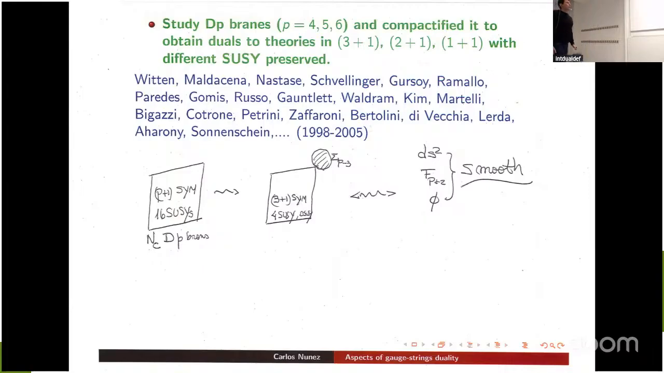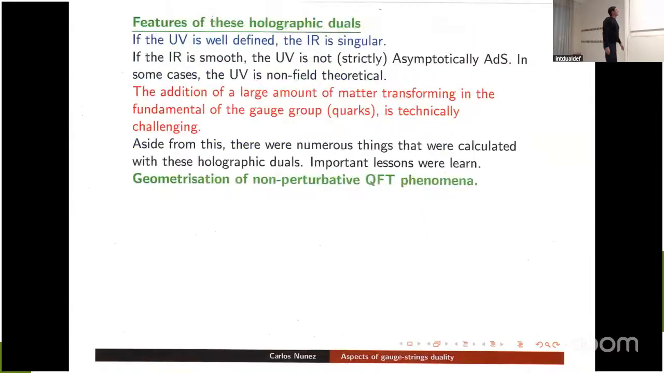Okay? So again, here I'm trying to summarize the thing. If the ultraviolet is very well defined, like in the first of the examples I was mentioning, the infrared typically is singular. Conversely, if the infrared is smooth and trustable, the ultraviolet is not strictly asymptotically AdS, and in some cases is non-field theoretical. So that's the main disadvantage of all these things that people developed in the last 20 years.